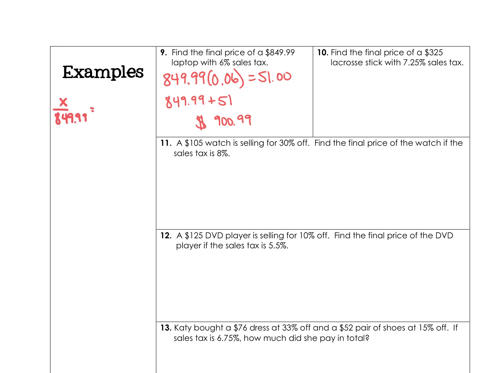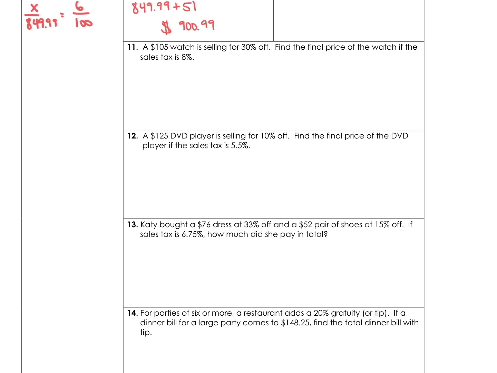Just to see that with the percent proportion, you could do x over 849.99 is equal to 6 over 100, and then you could do your cross products, and it would work the same way. If you have any questions, please let me know.